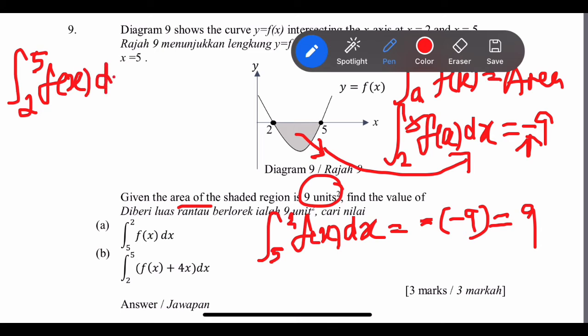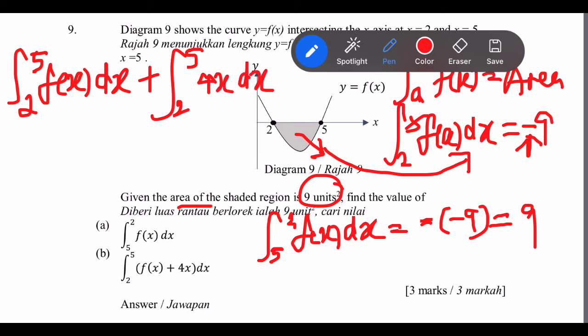So integrate from 2 to 5 fx dx plus integral from 2 to 5 of 4x. So the first step is we have to split out into two terms when you see a question like this. So with the same limit and with the dx, all right? Okay, remember what I say? The step 1 is you separate out with the same limit and the dx.